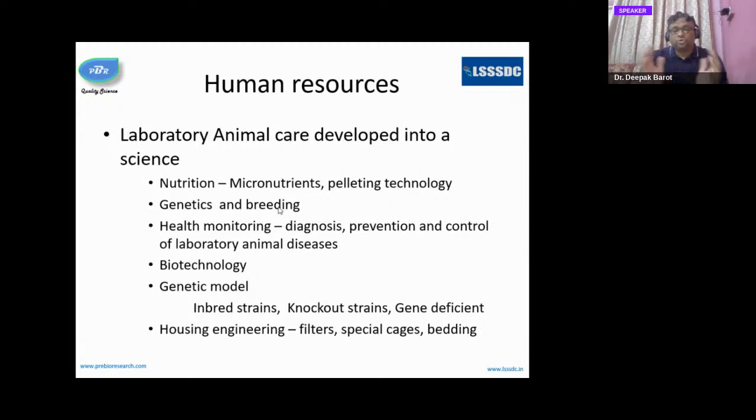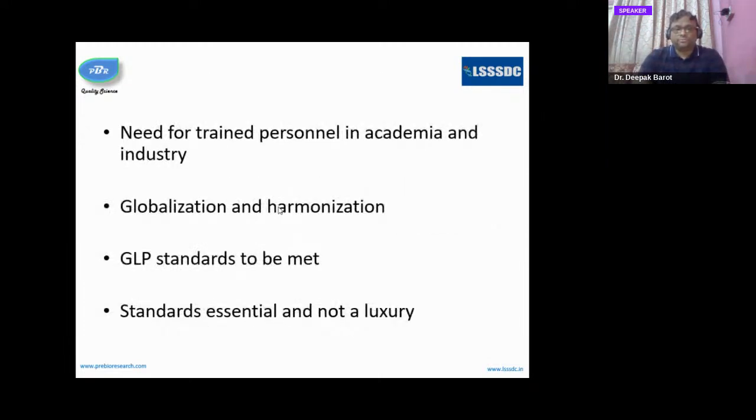And then there's a huge scope for housing engineering people, because the whole system is environment controlled. We prefer to use HVACs, so you should have AC units, filtration units, all those things in place. So housing engineering is also a big scope, right? I have explained in so much detail today about the usage of animals and its applications because it's a requirement in industry; industries need trained people. Even academia needs trained people who can do all this for them in the animal house, right?